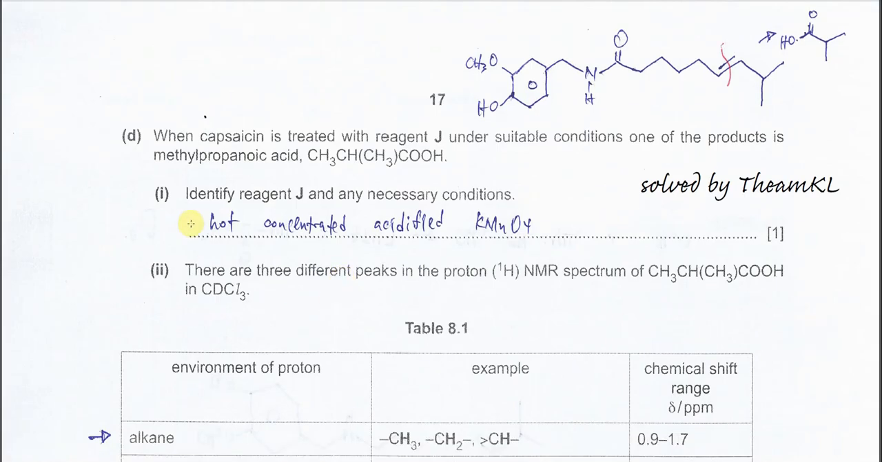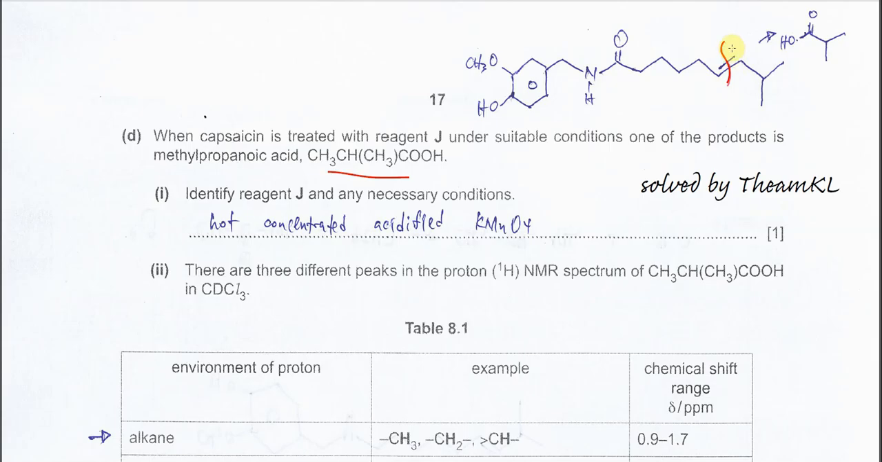Okay, and this is part D. When this compound is treated with reagent J under suitable conditions, one of the products is methylpropanoic acid. Identify the reagent J and any necessary conditions. The methylpropanoic acid is obviously from this part. So this CC double bond needs to break, and this part will form the methylpropanoic acid.